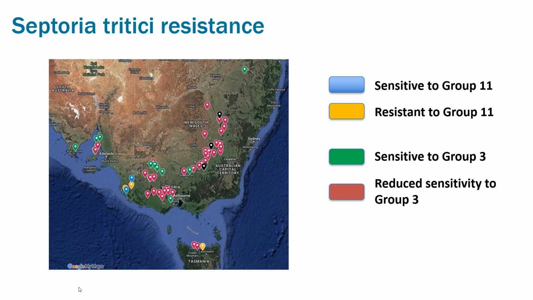For DMI chemistries, green means okay, so no resistance whatsoever. Red means reduced sensitivity. We don't have full resistance in Septoria, only reduced sensitivity. But as you can see, the trend is quite clear, it's all over the place. We will have full resistance at some point, because it has already happened in other countries overseas. It's a matter of time, if we don't slow it down long enough so that other chemistries can come online.